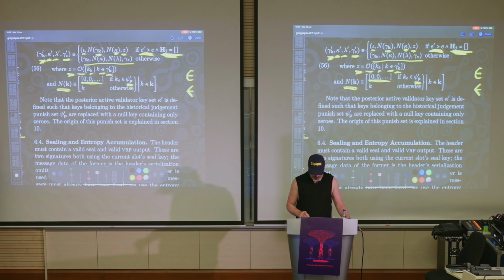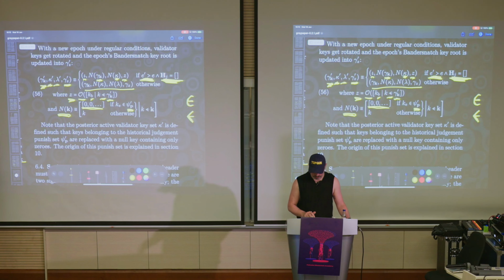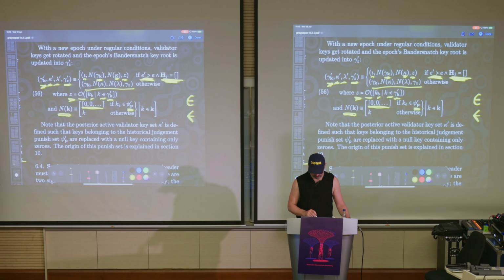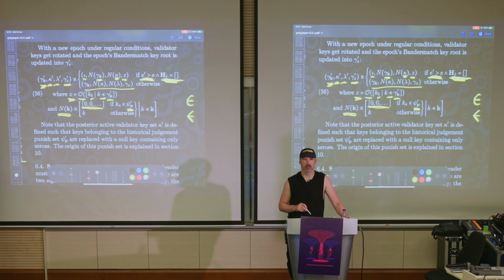Good. So our ring root, which is given gamma prime z, is what it becomes. Z here is the ring root of gamma prime k, our pending key set.